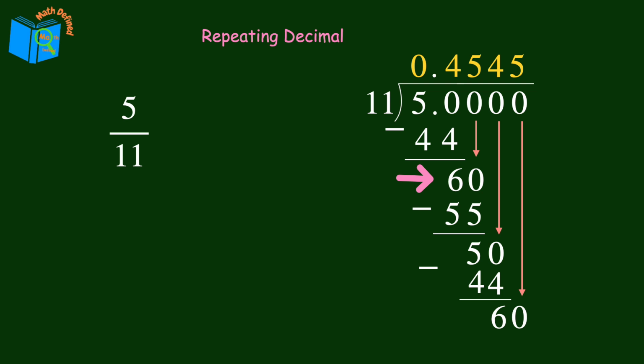The 45s repeat. We show this repetition by placing a bar above the repeating decimals to show that this repeating pattern goes on forever. So the fraction 5/11, written as a decimal, is 0.45 repeating.